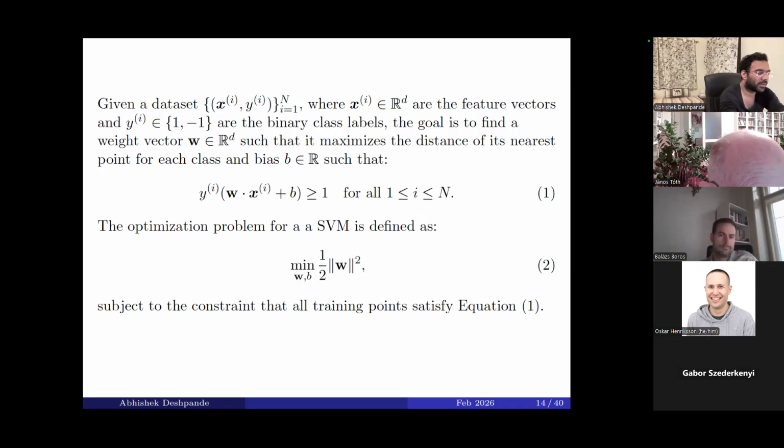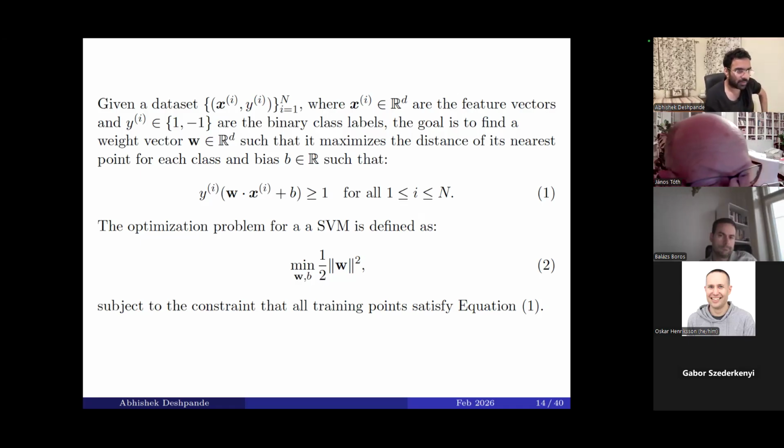The goal is to find a weight vector W that maximizes the distance of its nearest point for each class, and a bias B, because of course this hyperplane does not pass through the origin. It's an affine translate, a translated hyperplane, such that the following is true. I'm sorry, Abhishek, I don't understand. W doesn't depend on B. No. Then why do you write my minimum over W and B?